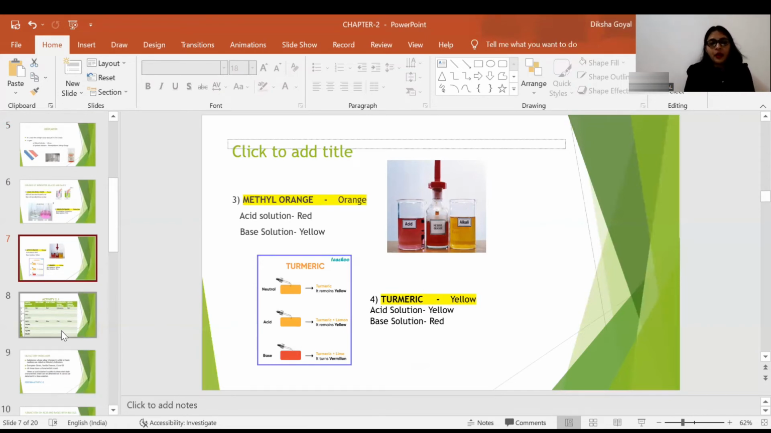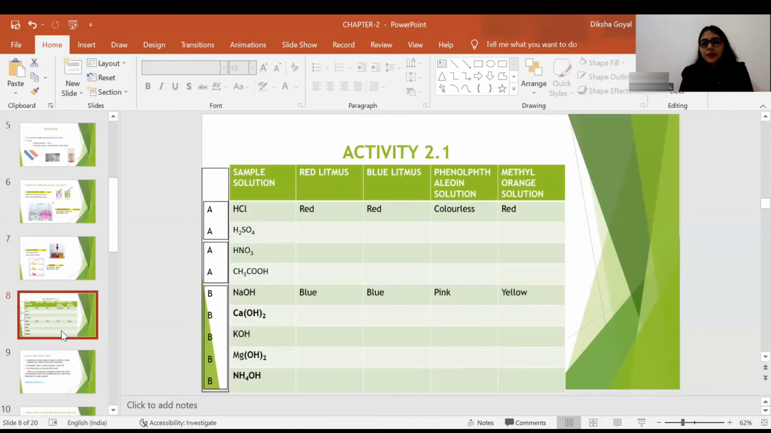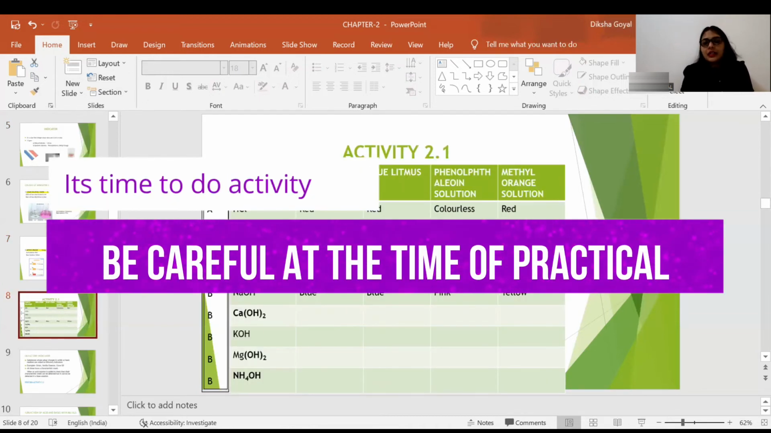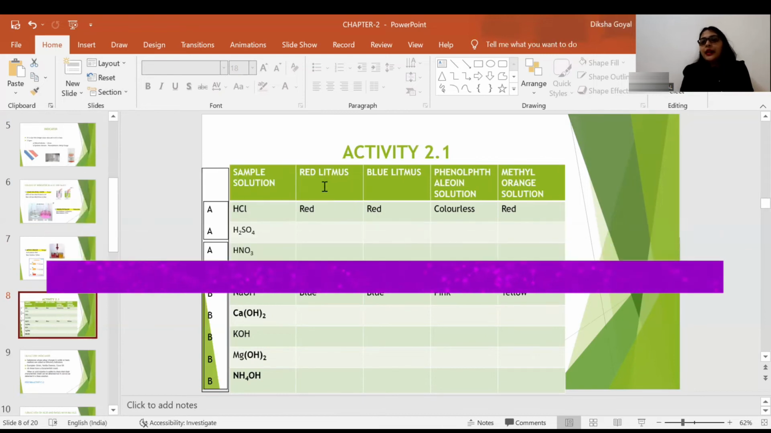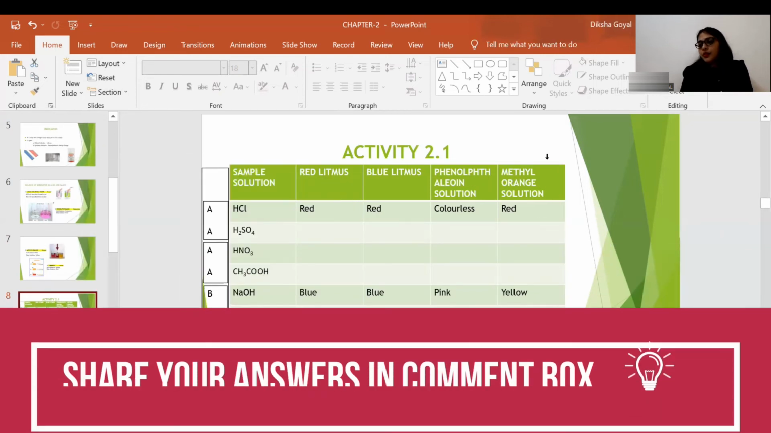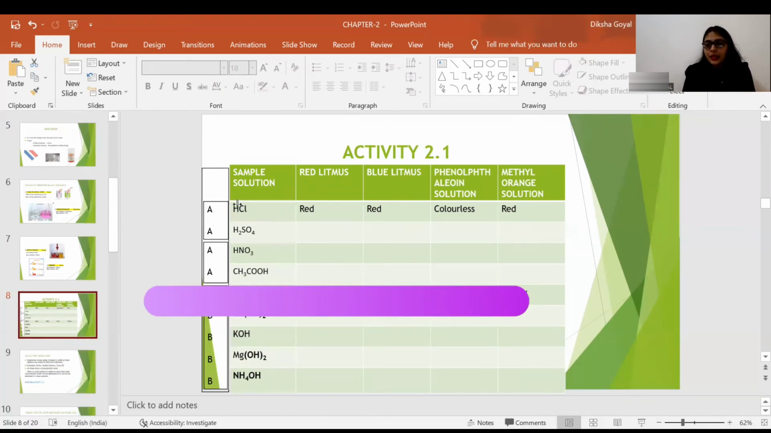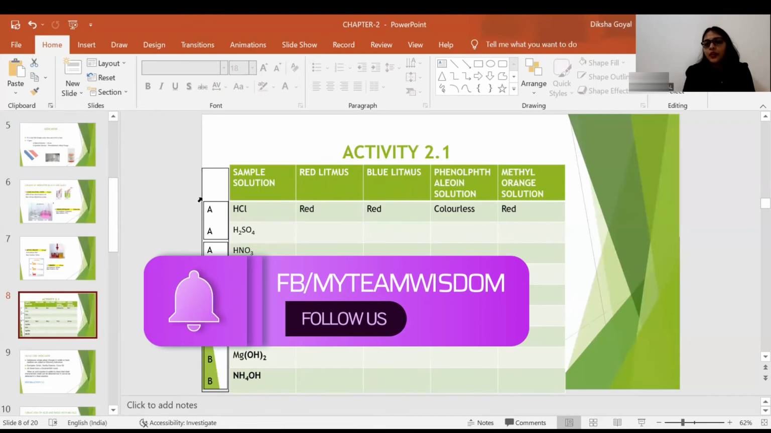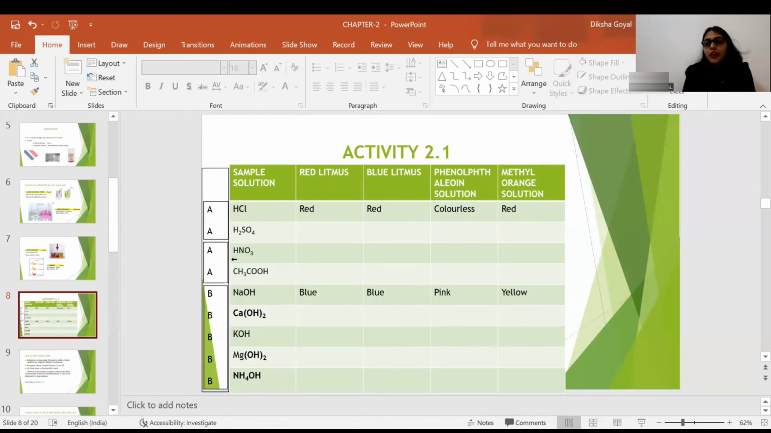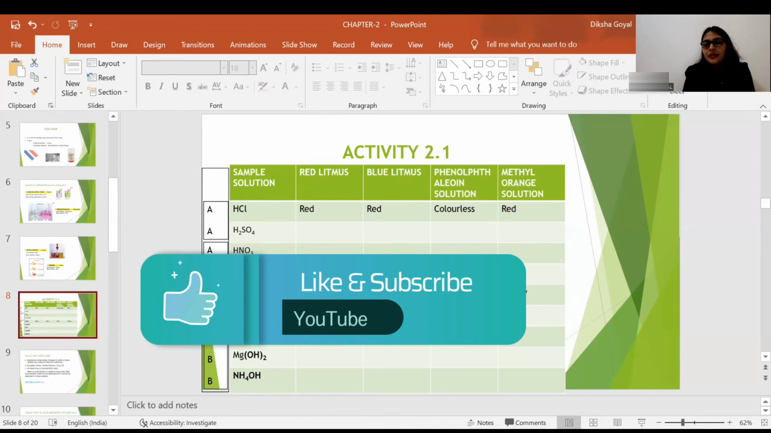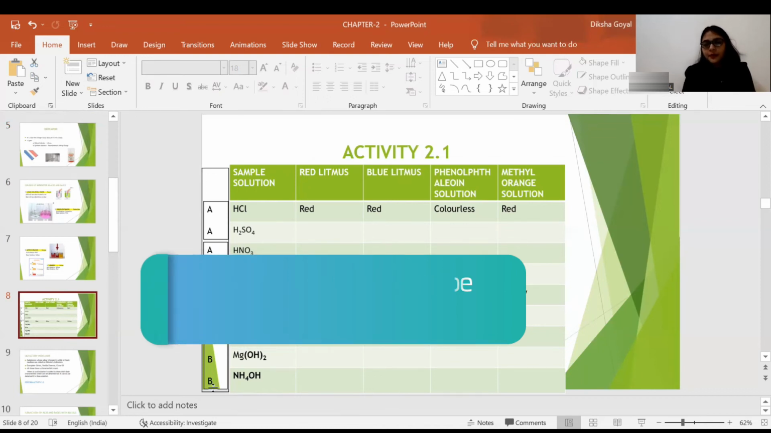Okay. Now let's do a simple activity. In this activity, you have certain samples and you have to tell what will be the color in these particular solutions. Firstly, this HCl, is it an acid or a base? Acid. So I have written A over here. Similarly, this H2SO4, HNO3, CH3COOH, all these three are acids. So I have written A in front of them. This NaOH, calcium hydroxide, KOH, Mg(OH)2, NH4OH, all these are bases. So I have written B over here, right?